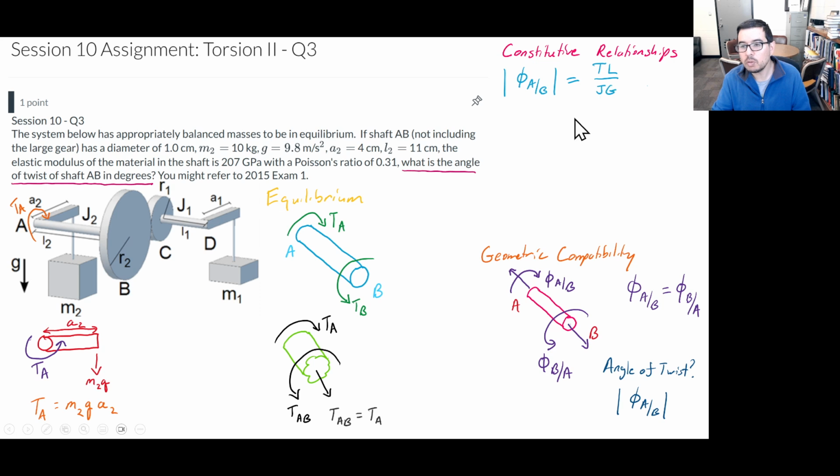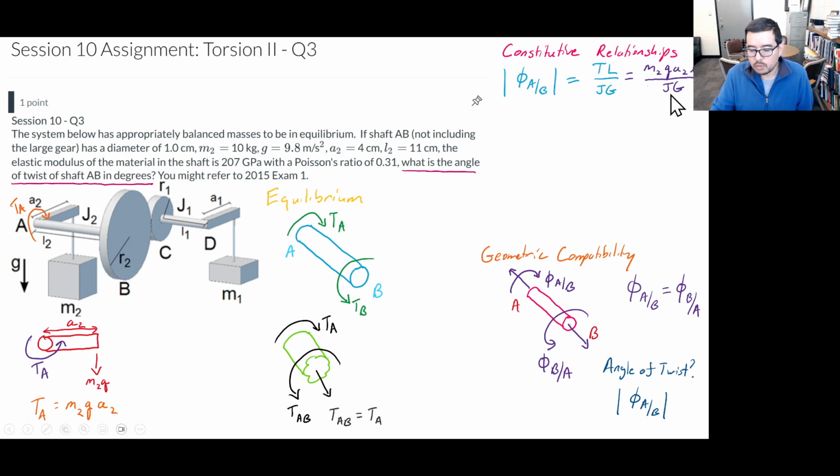So the angle of twist, going up now to our constitutive relationships, is going to be given by TL over JG. What is the T? The T is going to be this TA torque. What is the L? The L is the length of this shaft. J and G we'll come back to in a second, but we can rewrite this as M2GA2: we take the TA from down here, put it up here, and then L2 is the length of the shaft. And now we have it over JG.